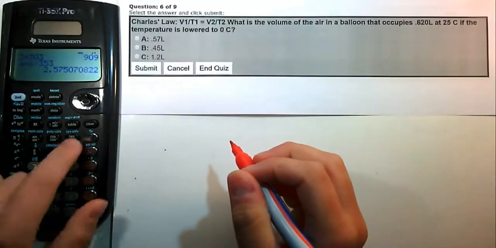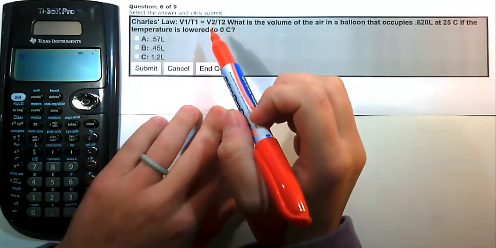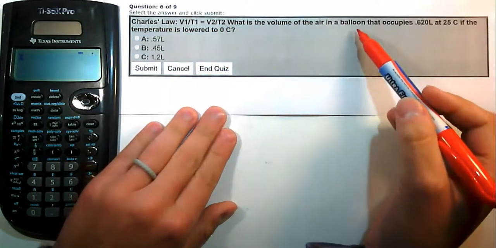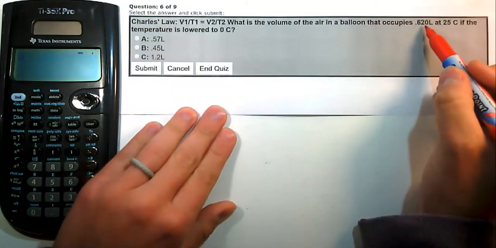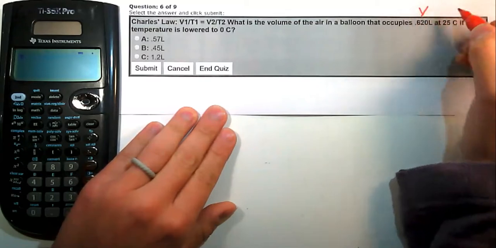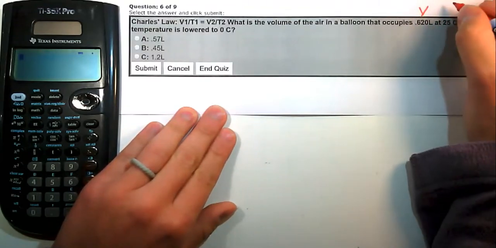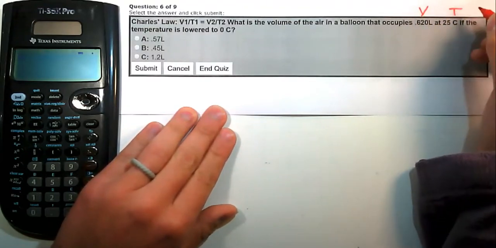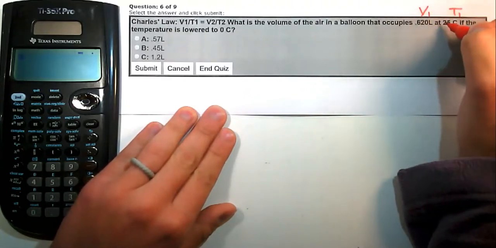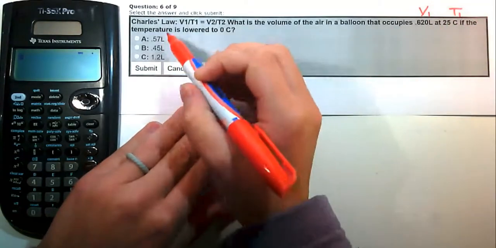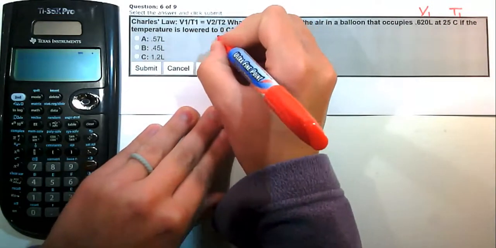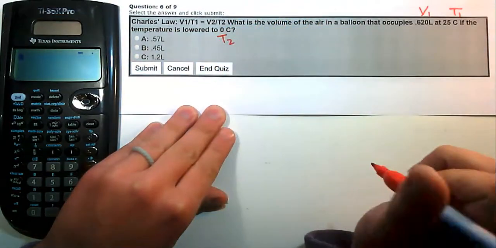Okay, this last problem is one last Charles's Law problem. What is the volume of air in a balloon that occupies 0.620 liters, that's a volume, at 25 degrees Celsius, that's a temperature. So those are our initials. We're starting at 0.62 liters, 25 degrees Celsius. If the temperature is lowered, so new temperature, T2, to 0 degrees Celsius.